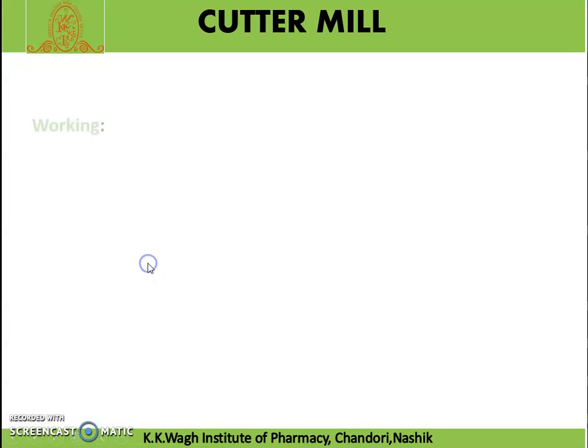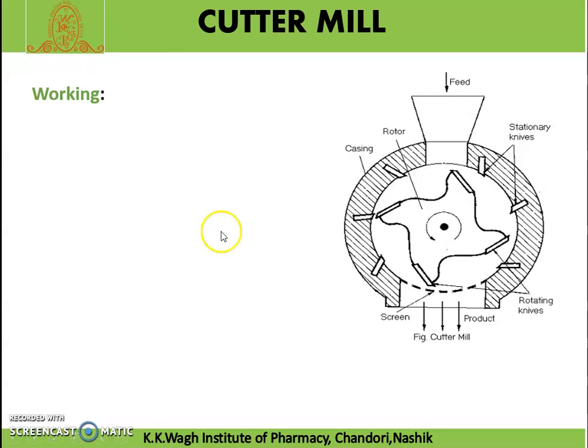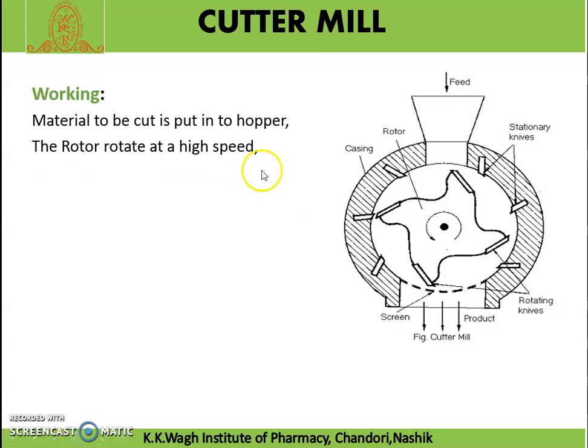Let's see the working of the cutter mill. This is the diagram of the cutter mill. Material to be cut is put into the hopper. The rotor rotates at a high speed. This is the feed, or the inlet. From this hopper we can put the material on the rotor. On the rotor there are rotating blades or rotating knives which are moving, and on the casing the stationary knives are placed.